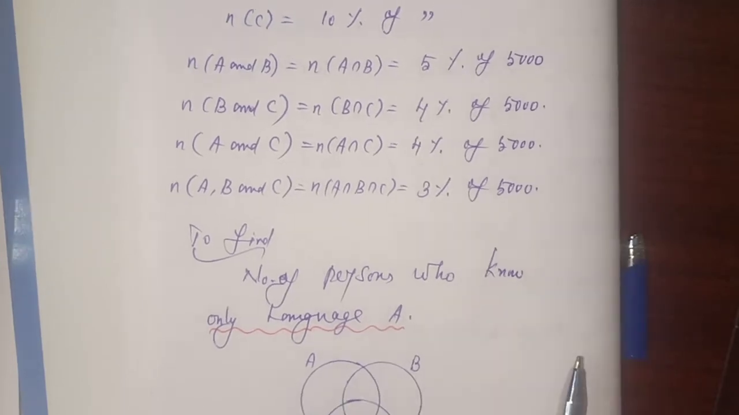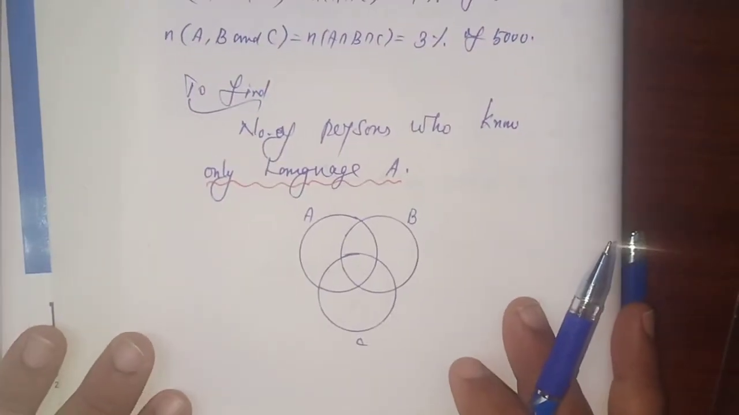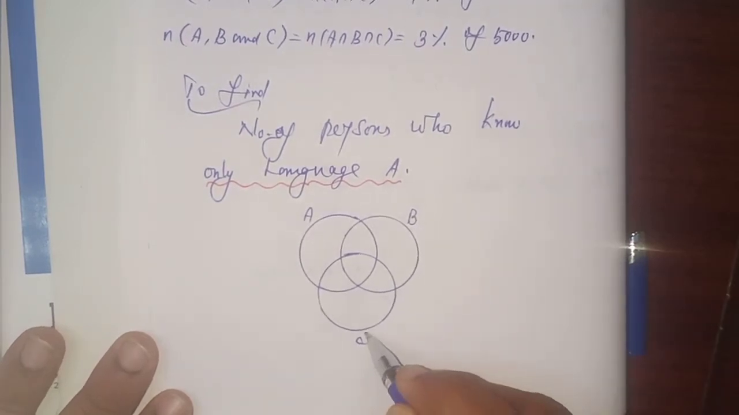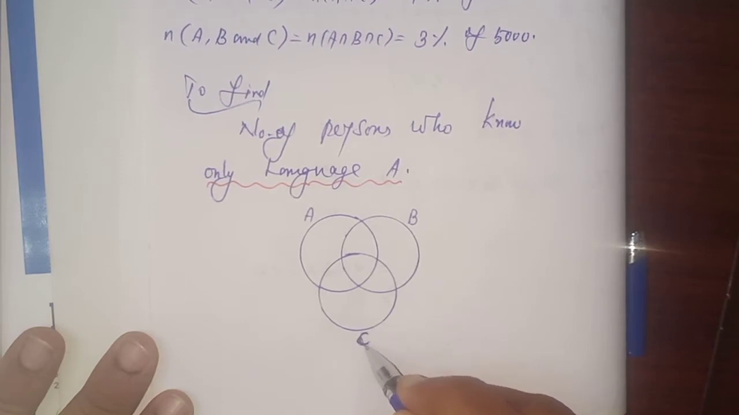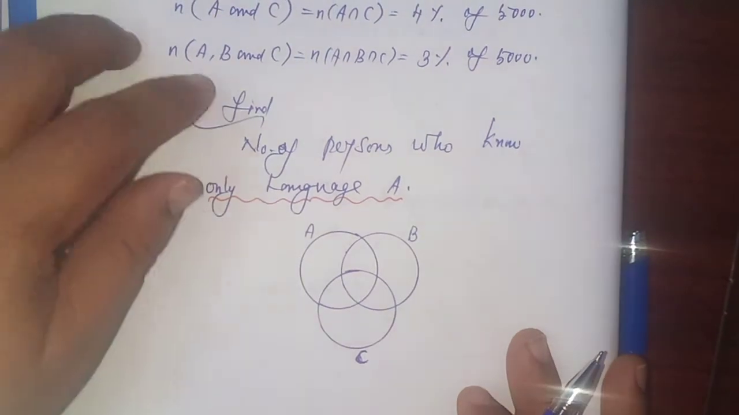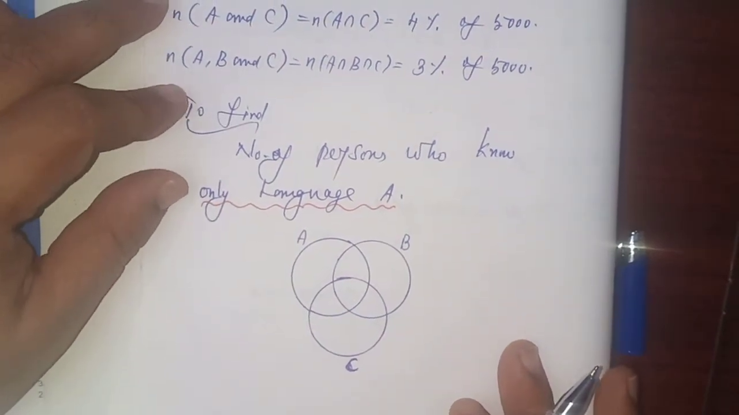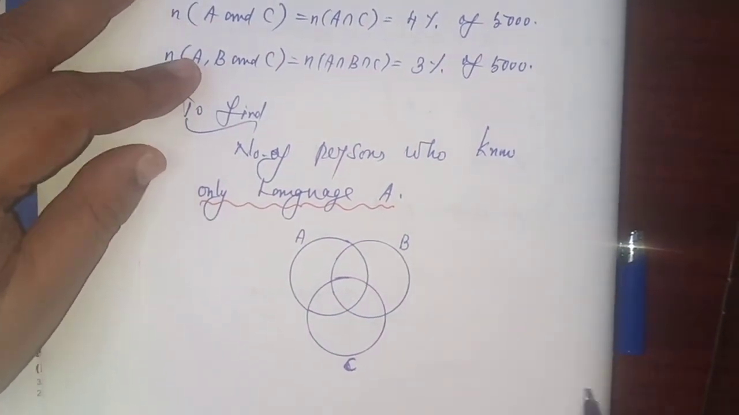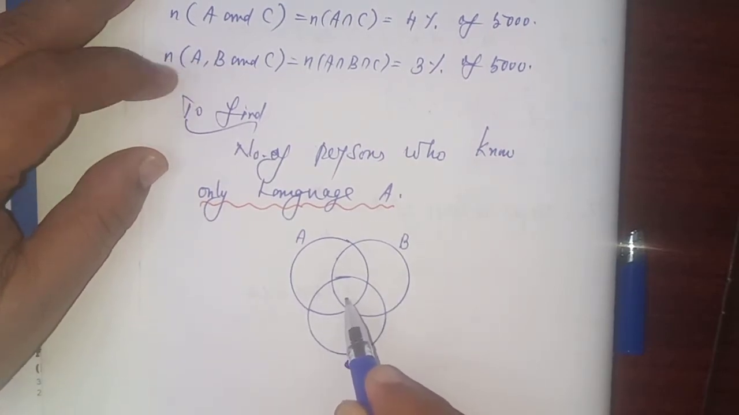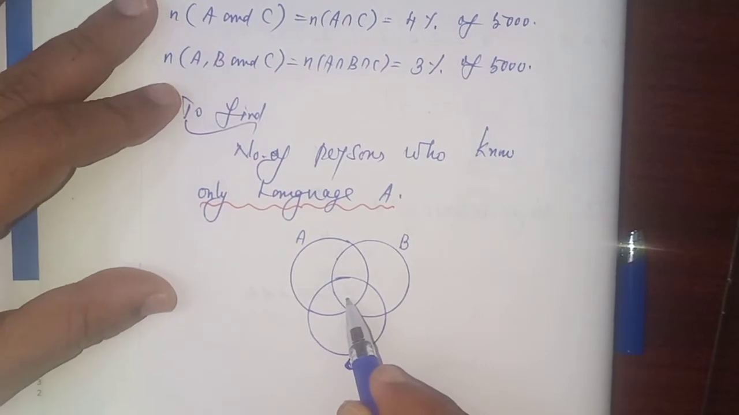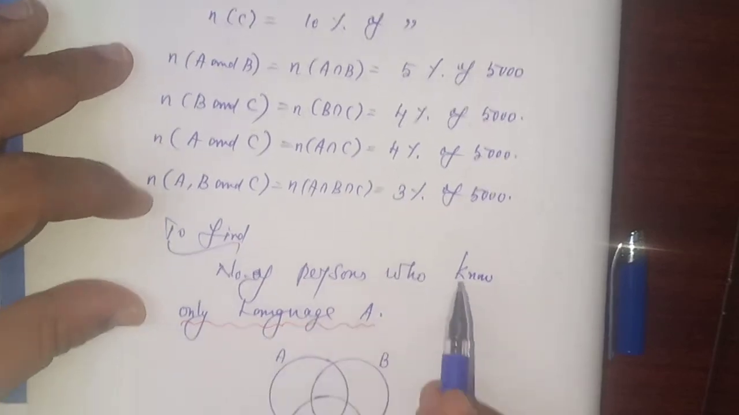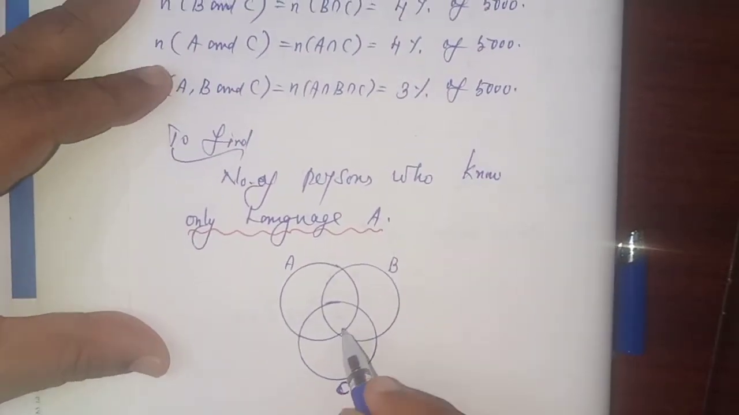Since we have three sets, capital A, capital B and capital C, draw the Venn diagram like this. We can make use of that Venn diagram, or you can go for that formula. So better to go for the Venn diagram, it is easy. Here, first you have to fill this portion. This portion belongs to all the three languages, here it is 3% of 5,000. You just write 3% only.